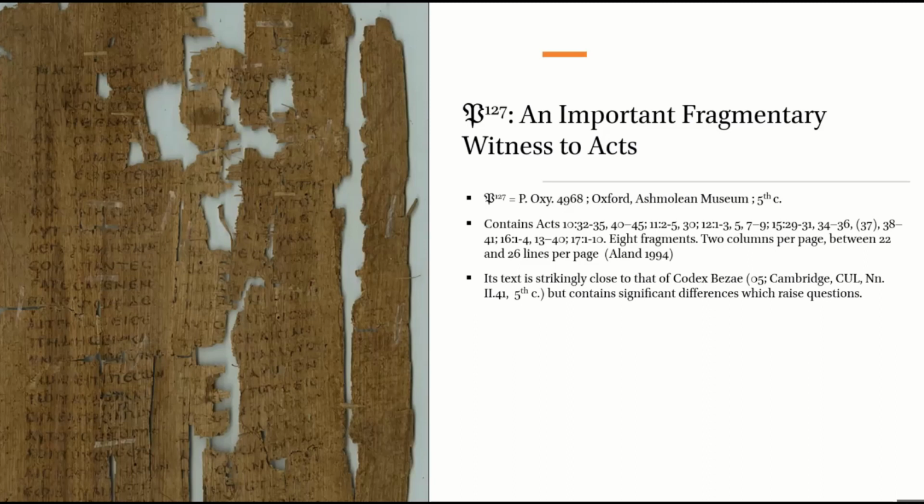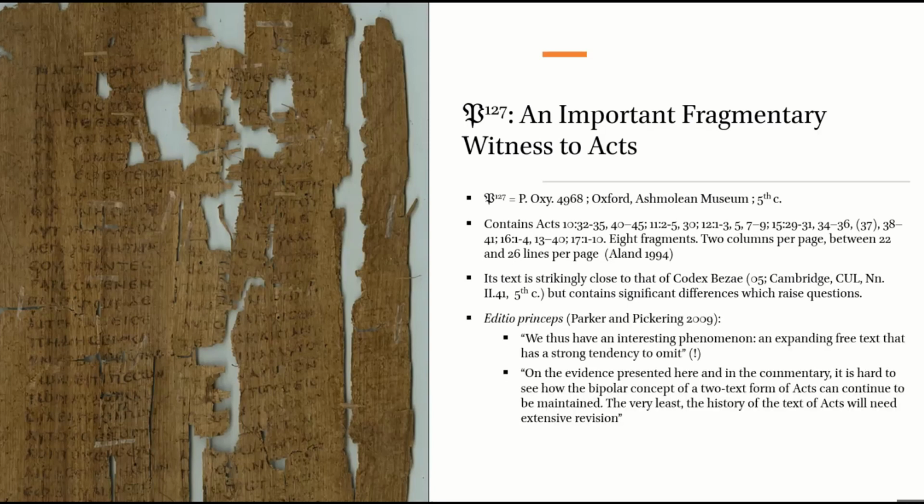The similarity between the two texts is obviously a main interest for textual critics, specifically in relation to its affiliation with the Western text of Acts. Its Editio Princeps was published in 2009, and Parker and Pickering noticed a very interesting phenomenon: P127 is an expanding free text, but then also has a strong tendency to omit sentences, which is quite contradictory to some extent, but shows the difficulty of this papyrus.